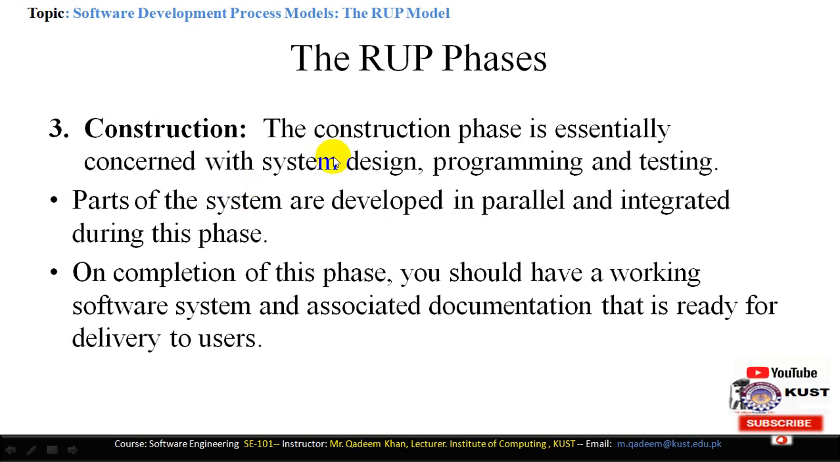The next phase is the construction phase. Construction, as its name indicates, is where we will practically implement the software using certain tools and technologies. The construction phase is a phase in which we will construct the designs and the programming, and then we will test the products by the programmers. So here different parts of the system are developed in parallel and they are integrated with each other, and then we will in fact develop the system. On the completion of this phase, we have a working system and associated documentation which is ready for delivery to the users. So when this phase is completed, we have a workable version of the product.